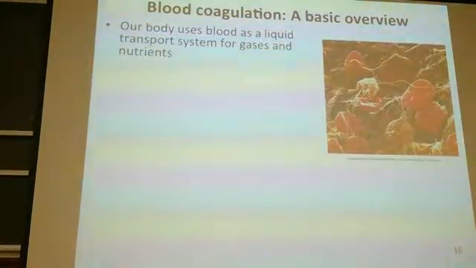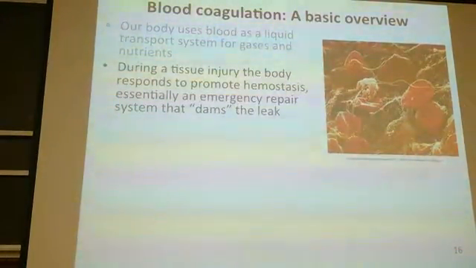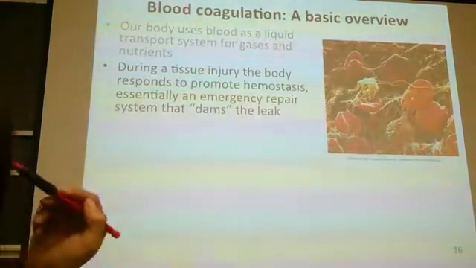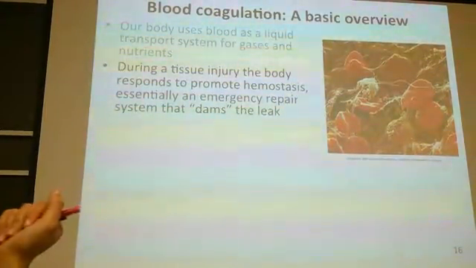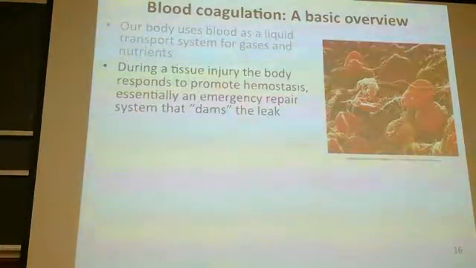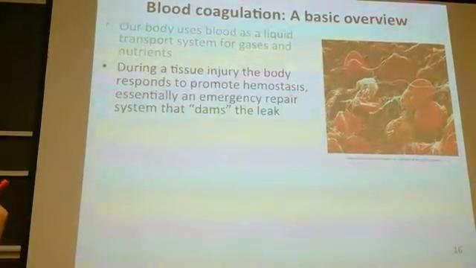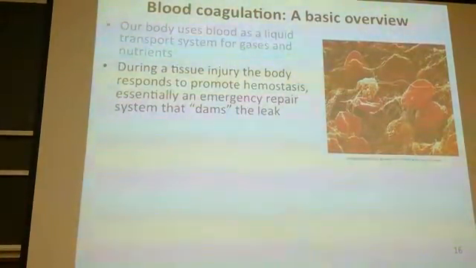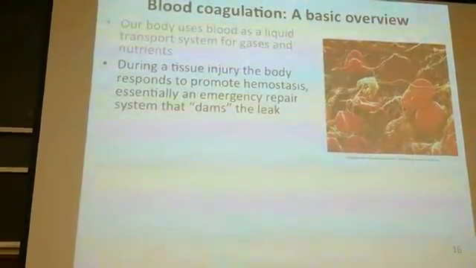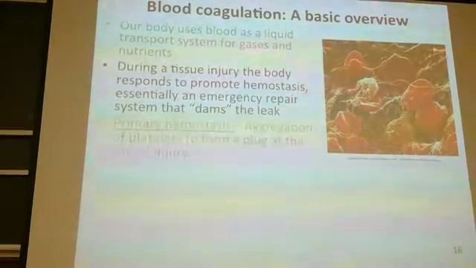Our body uses blood as a liquid transport system for gases and nutrients. It's really an excellent system for pumping gases and nutrients through our body. However, this type of system is prone to springing leaks. If you have an injury, you can lose a lot of blood really quickly because the circulatory system is under high pressure and it's pumping blood very rapidly. So we need to have response systems to dam leaks and prevent loss of blood. We have a variety of systems in place that mediate this process of hemostasis, essentially repairing any leaks that might spring in our circulatory system.